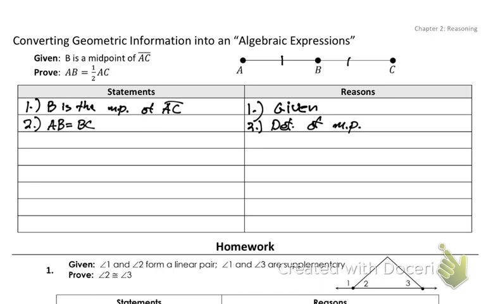Okay, so now we have AB equals BC. Now, let's look at what we have to prove. I have to prove that AB equals 1/2 of AC. Does that make sense? Nope. That AB is half the size of this entire length? Yes. Doesn't it have to be if both of these are equal to each other?